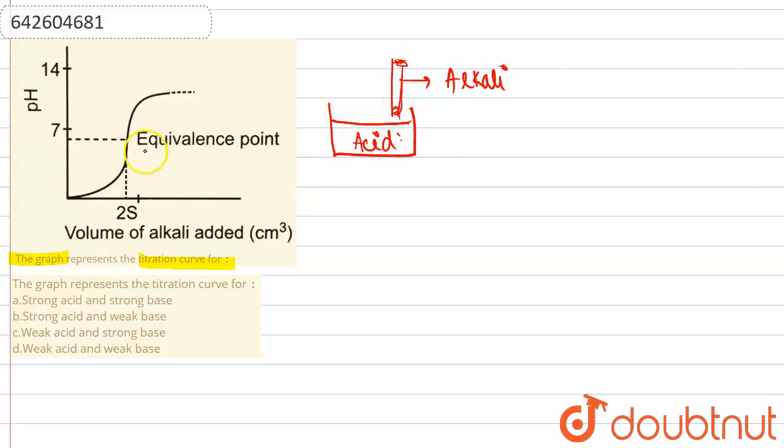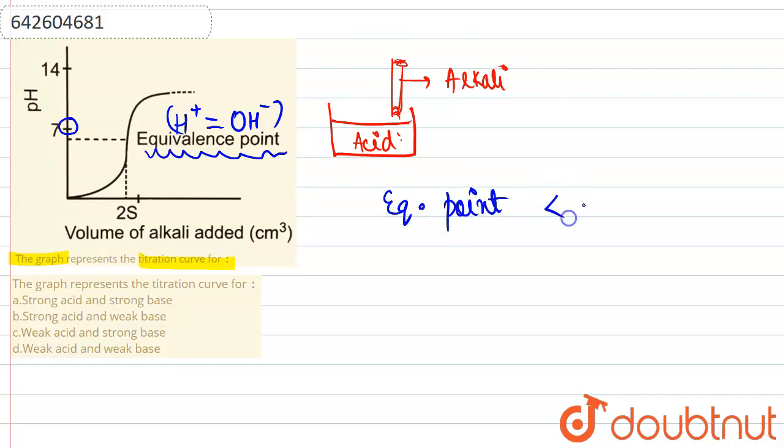So at some point we are having the equivalence point. Equivalence point will be that point when all the H+ ions are completely neutralized by the OH- ions. So we can say the state of the neutral solution basically. And if we observe this pH value, then the equivalence point in this case is falling below pH 7. So the equivalence point is falling below pH 7.